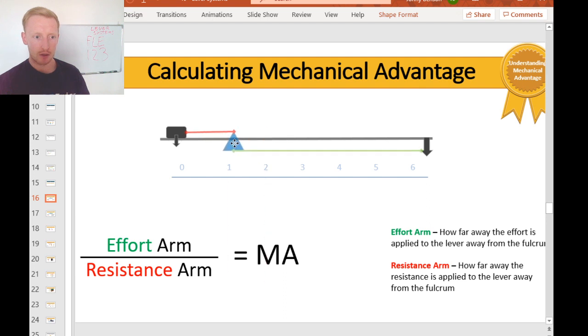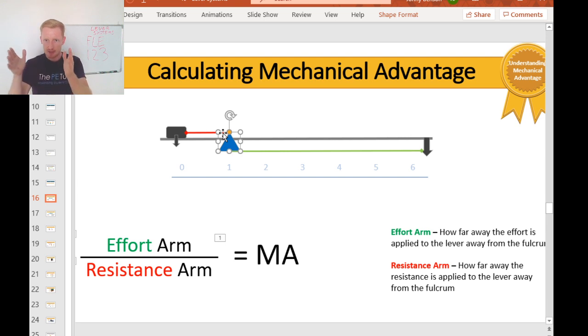However, if we were to increase it now, whereby we've got 5 centimeters of effort arm and only 1 centimeter of resistance arm, 5 divided by 1 equals 5. That's much greater than 1. We're mechanically advantaged by 5 times. So we can put in a force of 10 and overcome a resistance of 50, roughly speaking. Numbers aren't always going to be exact like that, but it gives you an idea of how we can gear lever systems to help us.